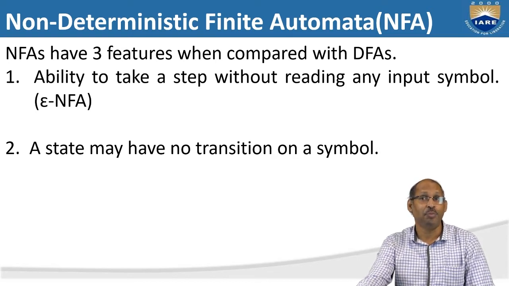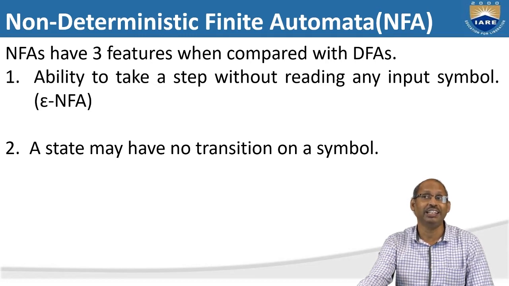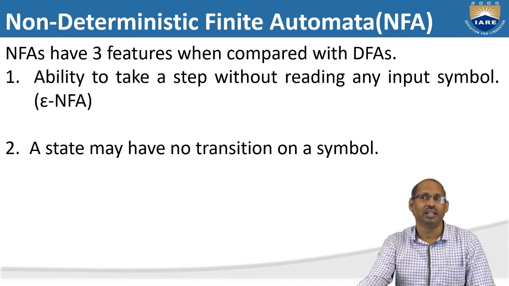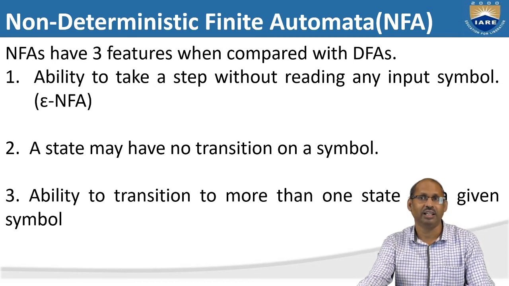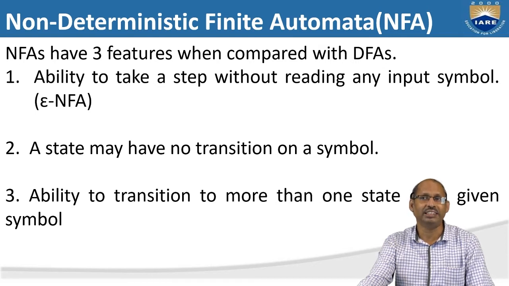So here, the ability to take a step without reading any input symbol is what we call an NFA with epsilon. A state may have no transition on a symbol, and it may transition to more than one state on a given symbol. It may have zero, one, or more output states, and it may have epsilon transitions. That we say is an NFA with epsilon.